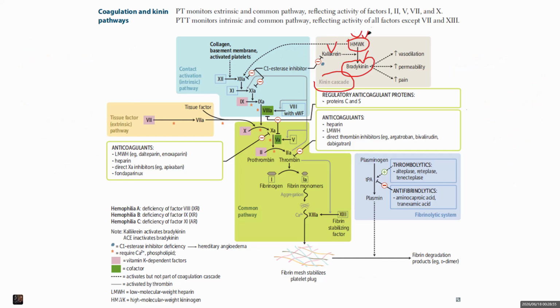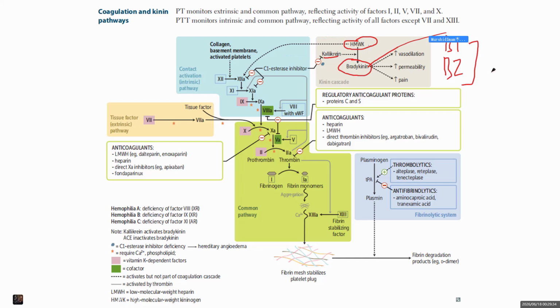This is going to be a step-by-step pathway. Kallikrein is an enzyme, and once this enzyme is activated, the activated kallikrein acts on the high molecular weight kininogen. The kininogen is cleaved and starts releasing the bradykinin. And once the bradykinin is released, it starts binding to its receptors, the B1 receptor and the B2 receptor.